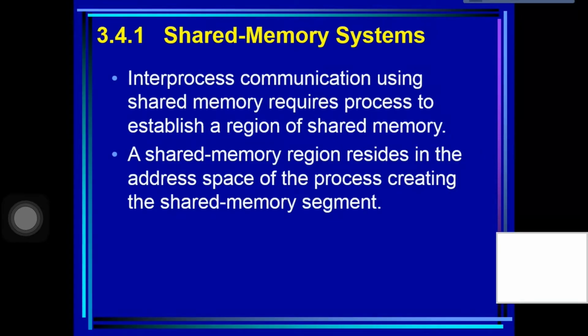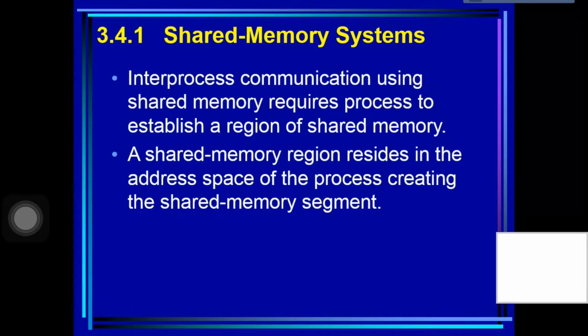Recall that nominally, the operating system tries to prevent one process from accessing another process's memory. Shared memory requires that two or more processes agree to remove this restriction. They can then exchange information by reading and writing data in the shared memory. The form of the data and the location are determined by these processes and are not under the operating system's control. The processes are also responsible for ensuring that they are not writing to the same location simultaneously.